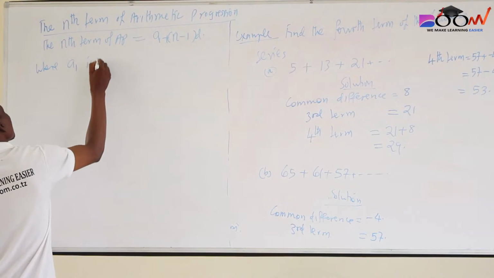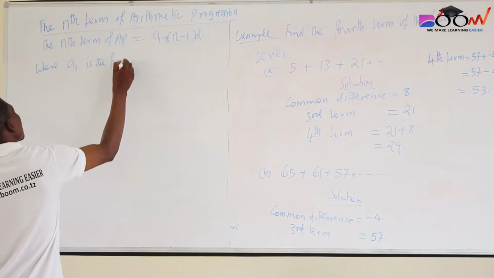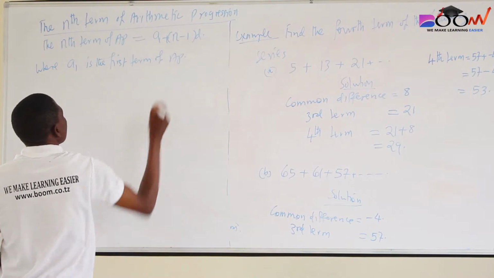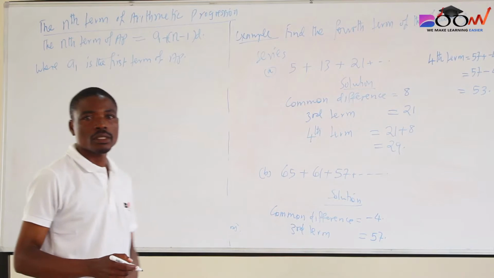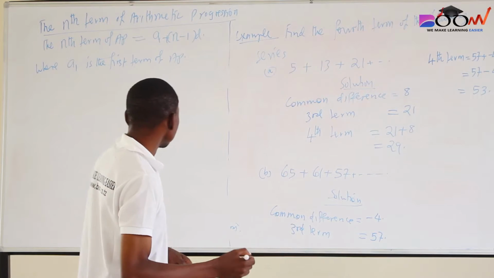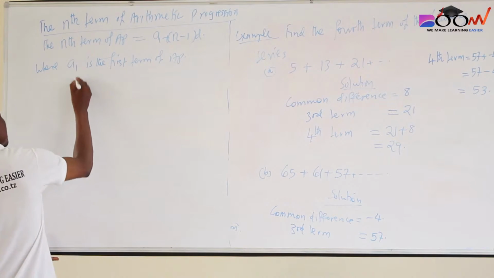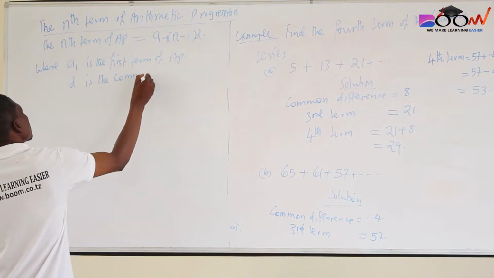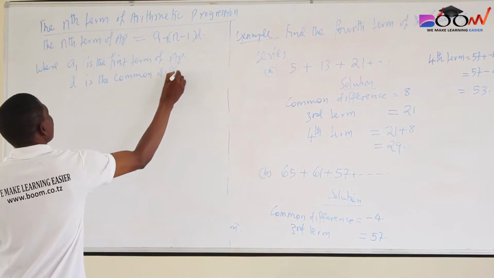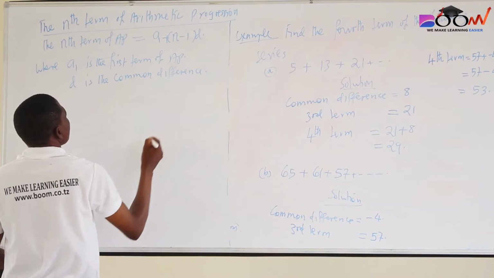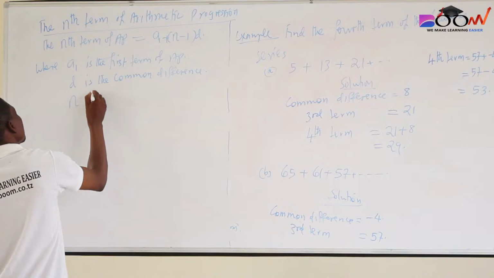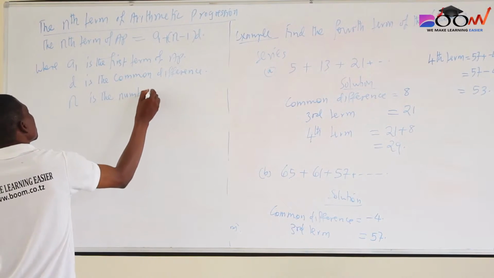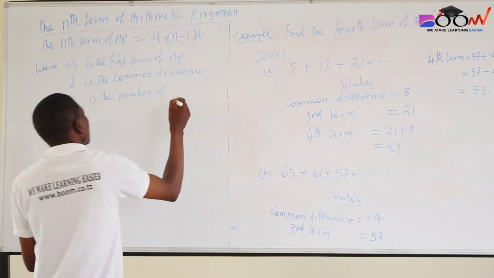A1 is the first term of AP. When we talk about AP, we talk about arithmetic progressions. And D is the common difference. Our D is a common difference. Our N is the number of terms, the position of the term, the number of terms.